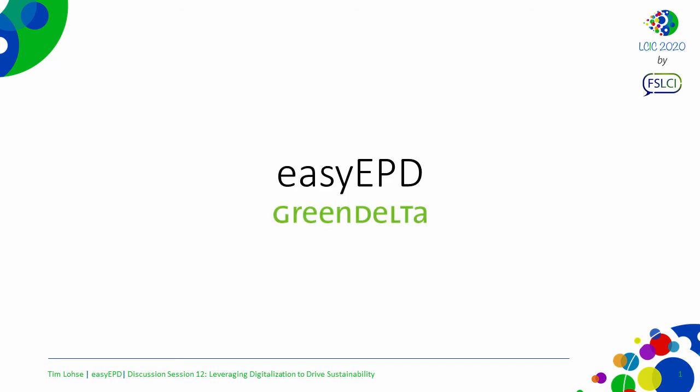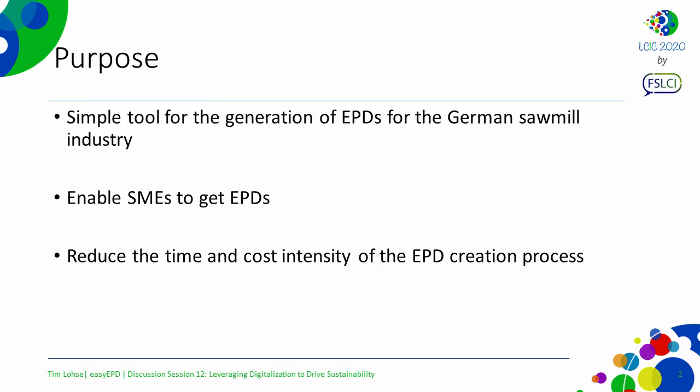EasyEPD is a software tool developed by GreenDelta. Our partners are TU Munich, the German Sawmill Industry Association, and Hilbra. The purpose of the tool is to be able to generate EPDs in an easy way and enable SMEs to create EPDs by themselves. Usually SMEs are too small, so they don't have the time and the money to create EPDs by themselves, and we want to help them out.